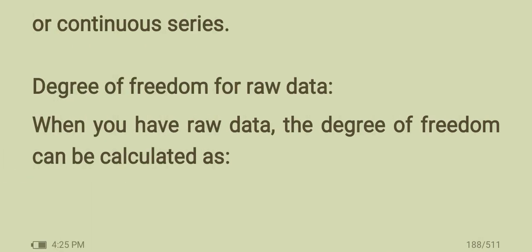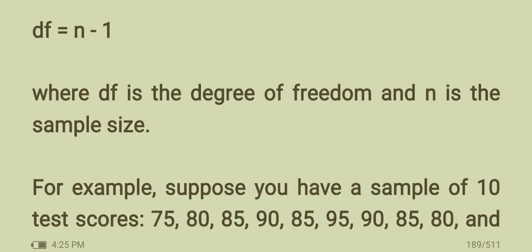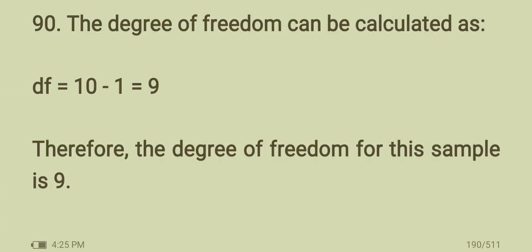Degree of freedom for raw data. When you have raw data, the degree of freedom can be calculated as df is equal to n minus 1, where df is equal to degree of freedom and n is the sample size. We can see that the raw data is given, so we will be calculating df is equal to n minus 1. Degree of freedom of the sample is 9.